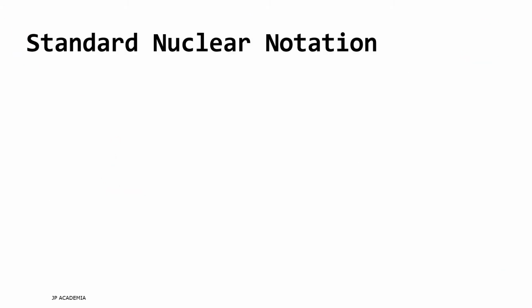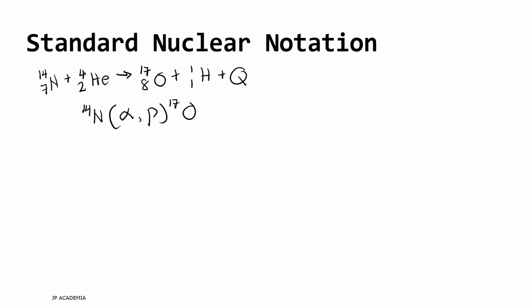Now we extend our discussion of standard nuclear notation with a couple of nuclear reactions. The first one is nitrogen-14 producing oxygen-17 as the product. Nitrogen-14 will interact with an alpha particle, and this will produce oxygen-17, a proton, and this Q, a certain amount of energy. This can be written in shorthand form as shown, wherein the alpha interacts with the nitrogen-14, and the proton is one of the products together with the oxygen-17.